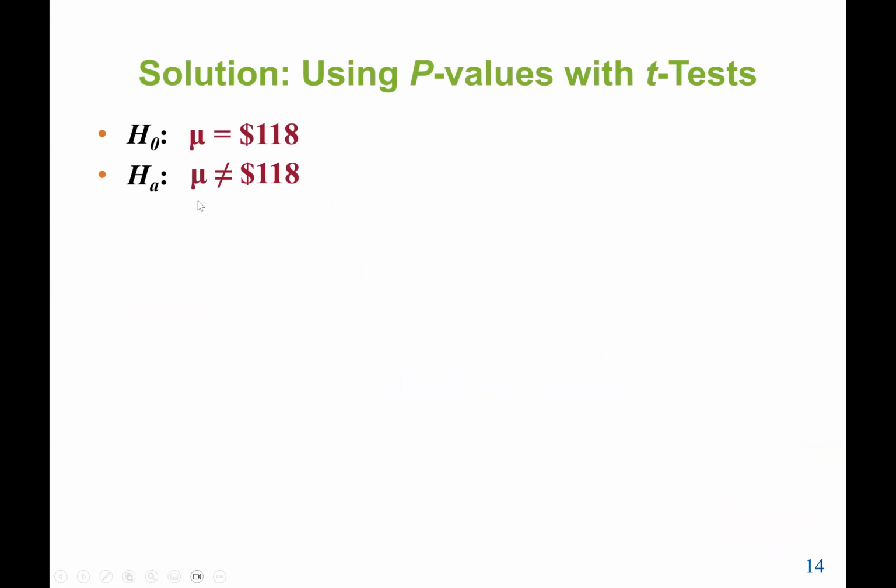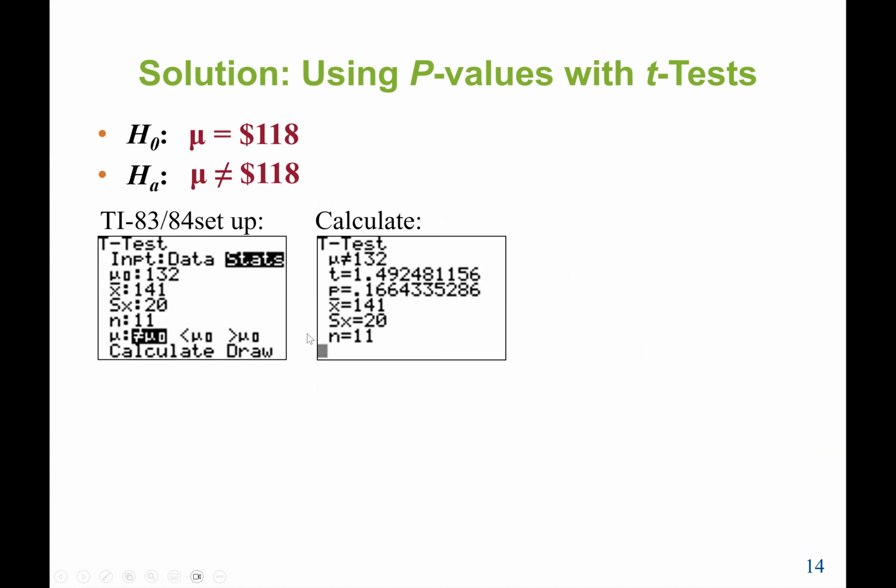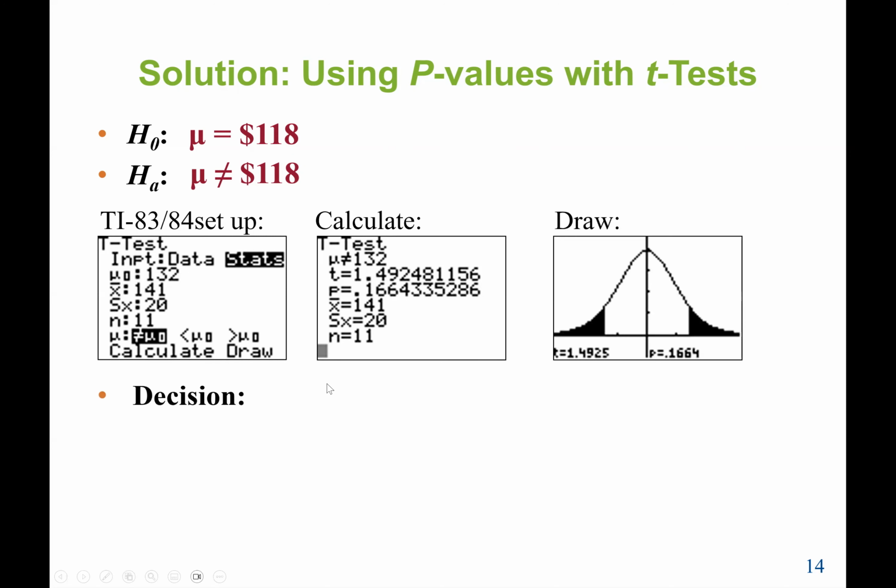So here we state our H0 and HA. The meal cost is $118 or not $118. Here we are using technology, the calculator, a TI-83/84 setup. We input our data in, and then we calculate our t-test. Then we come up with a drawing. Again, this is a two-way, or two-tail test.